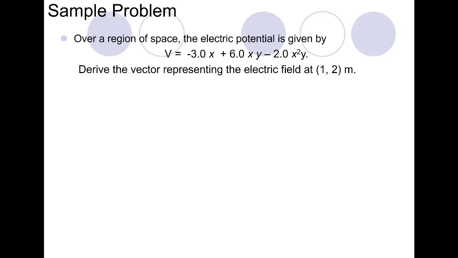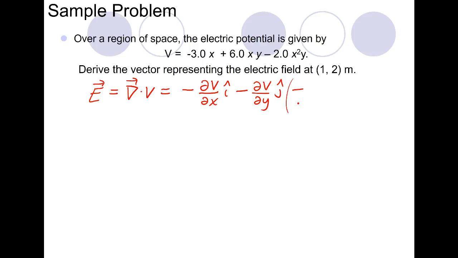So what we have to do is we have to apply the fact that E is equal to the negative gradient of V, which means that E is equal to negative partial derivative of V with respect to x in the i hat direction, minus partial derivative of V with respect to y in the j hat direction, and if we had it, it would be minus partial V partial z in the k hat. But to keep things simple, this electric potential is only V of x and y. Okay, so we don't have a z component or a k hat.